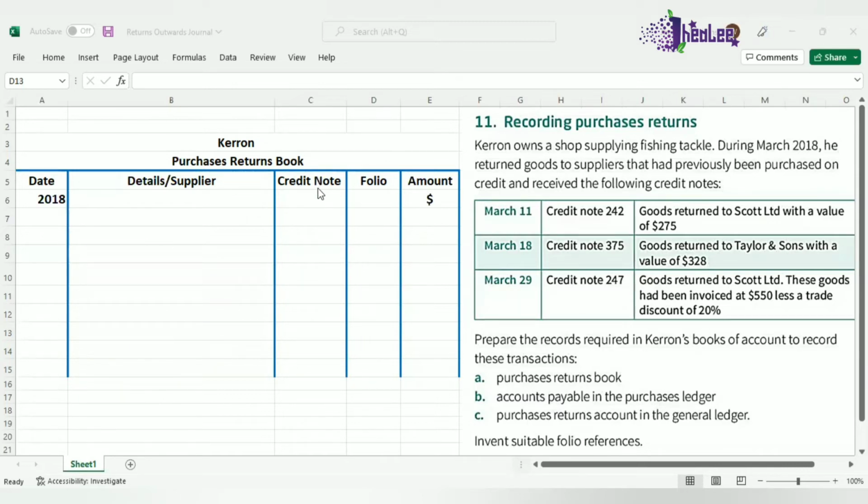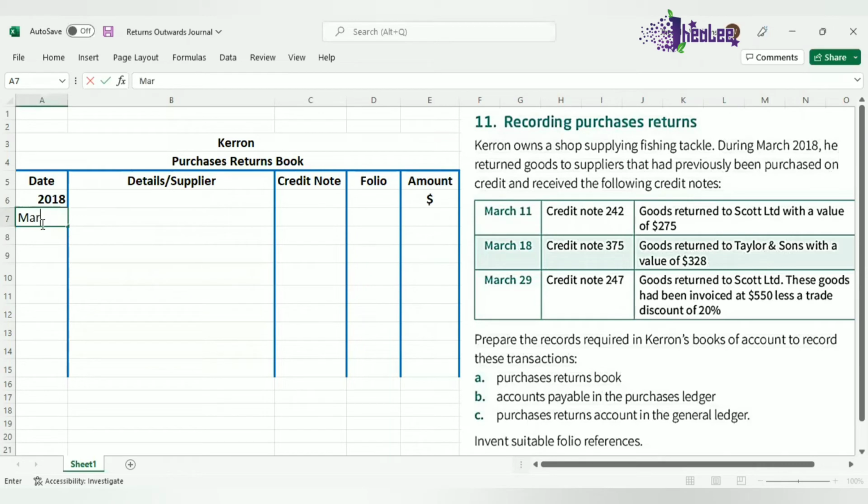And in this case, the column is labeled credit note because we're recording from credit notes that we have received. If it was debit note sent that we're recording from, then your column would read debit note. Portfolio, we're going to use the same process, the same concept that we have used when writing up the folio for the purchases and the sales book. And then your amount, which is the value of the goods that are being returned. So let's go.